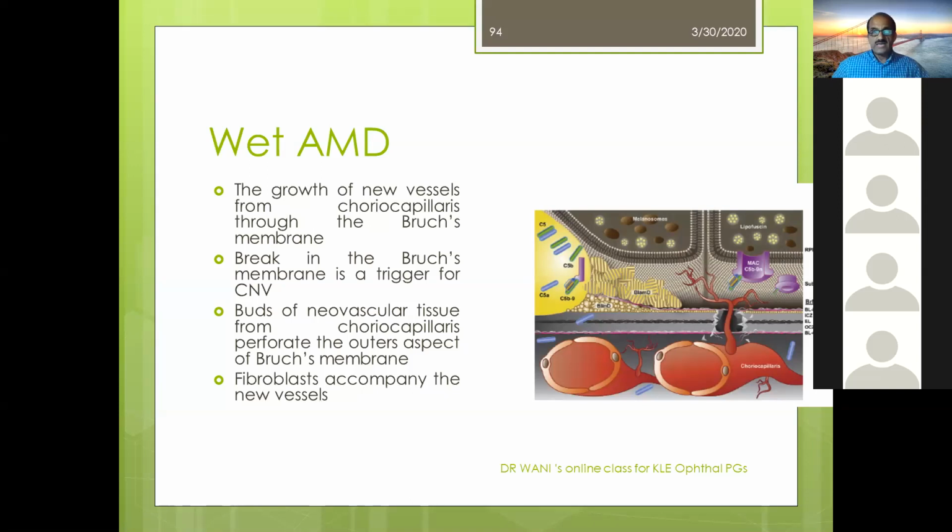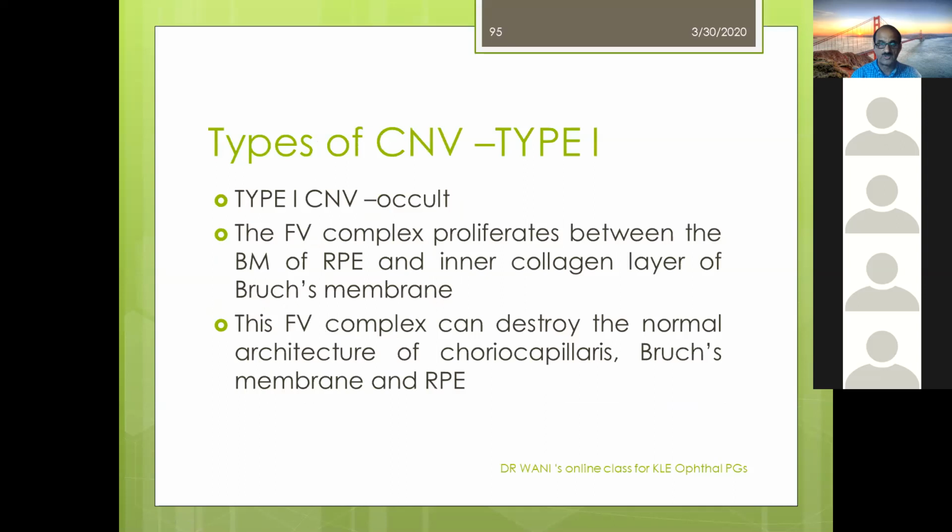Yes, sir. Okay, the wet AMD or neovascular AMD is characterized by growth of new vessels. You can see in this diagram, they grow from the choriocapillaris, they grow through the Bruch's membrane, and they reach the sub-RPE space. This is the sub-RPE space. So buds of neovascular tissue are also accompanied by fibrovascular tissue, fibroblasts also.